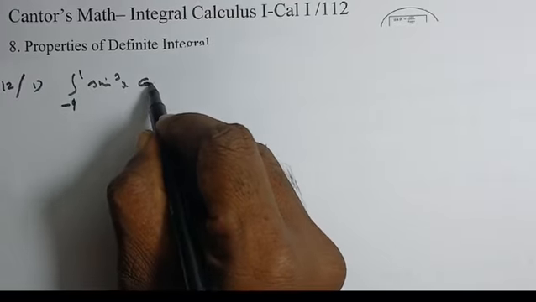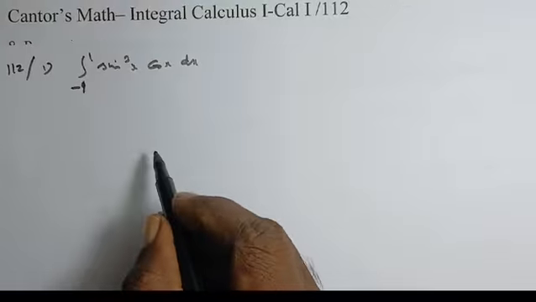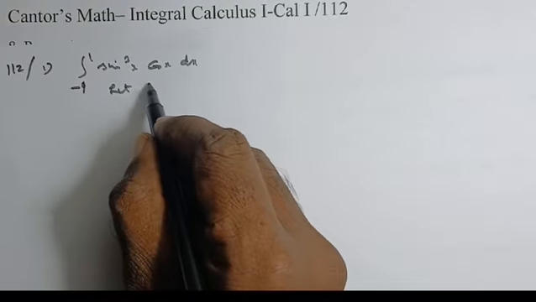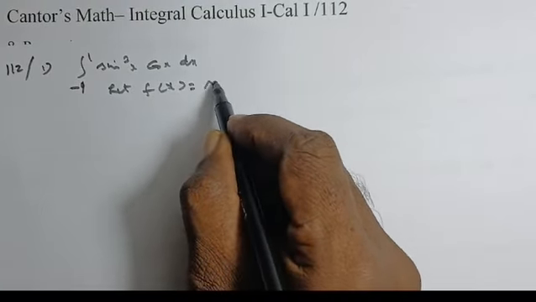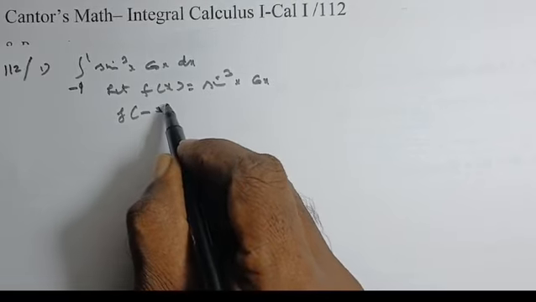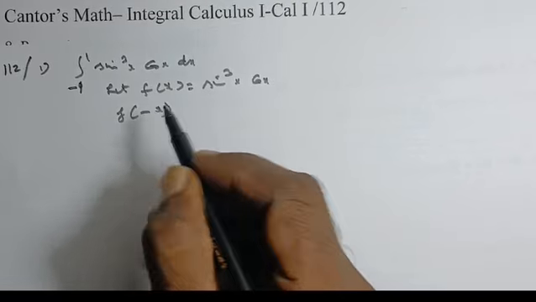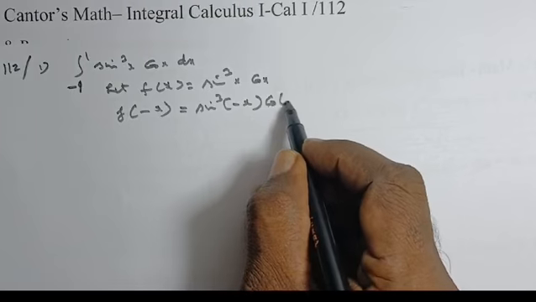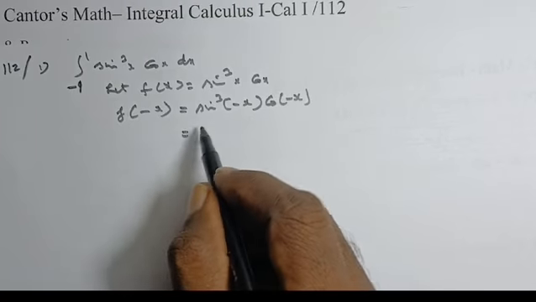Sin cube x cos x dx. Here f of x equal to sin x. Let f of x equal to sin cube x cos x. Now you substitute, let us find whether it is odd or even. F of minus x equal to sin cube minus x cos minus x. In the place of x you substitute minus x.